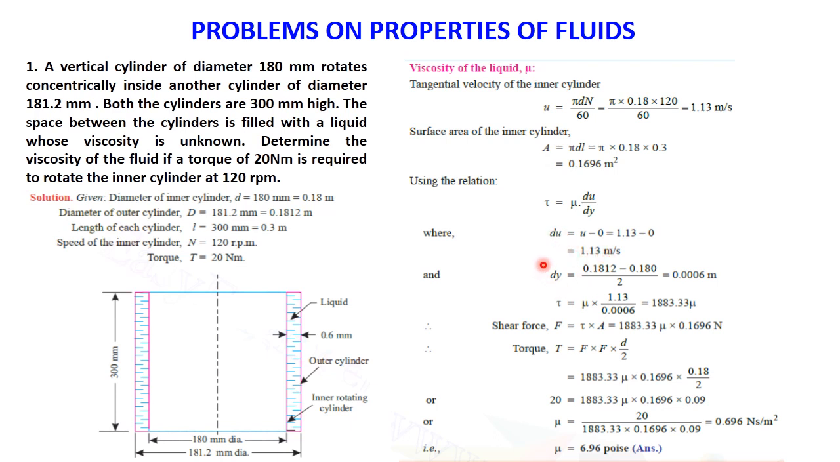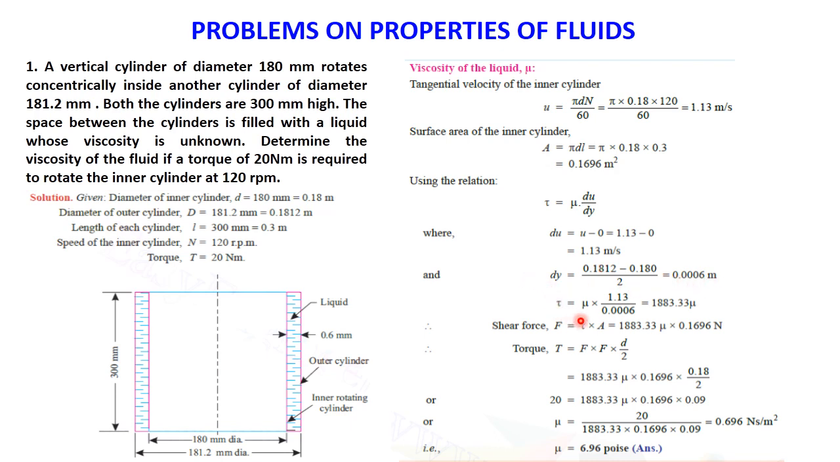Now see dy. How to calculate this dy? It is the distance between the two plates. So the distance between these two plates will be calculated by finding the average from this area to this area. So 0.1812, that is the higher cylinder diameter, minus 0.180, that is the lower cylinder diameter, divided by 2. So we will get 0.0006 meters as dy.